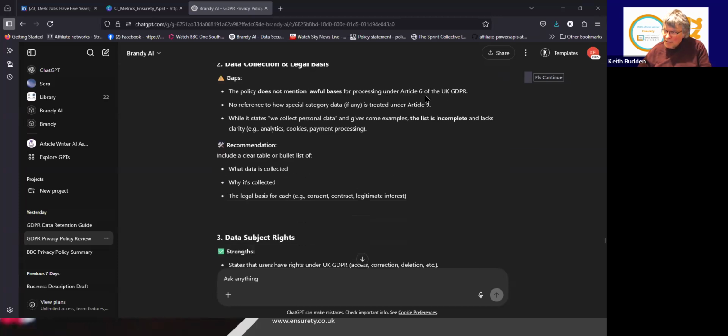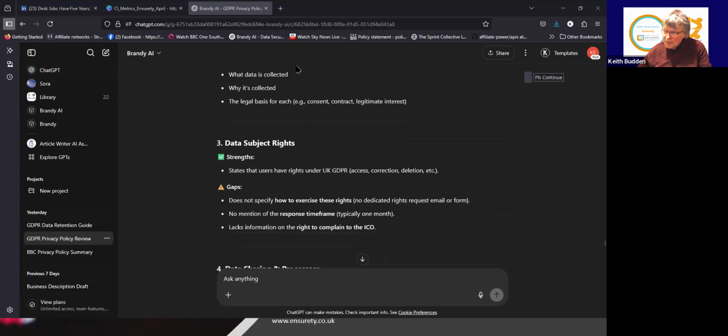Okay, fair enough. Data collection and legal basis, the policy doesn't mention which legal basis the processing is being performed under Article 6 of UK GDPR. And it's got no reference to special category data. Special category data is things like health data, whether you're a member of a political party, whether you're a member of a trade union, all that sort of jazz. And it's silent on that. It's got no reference to special category data at all. And while it states we collect personal data and gives some examples, the list is incomplete. And so it suggests what to do to put that right.